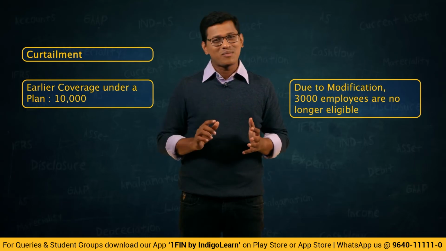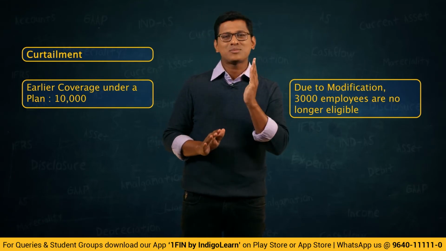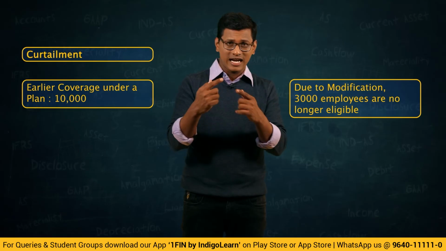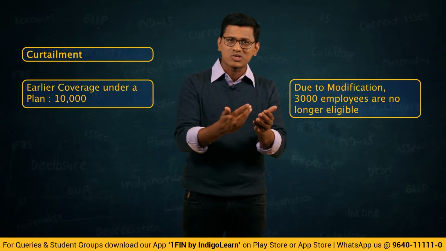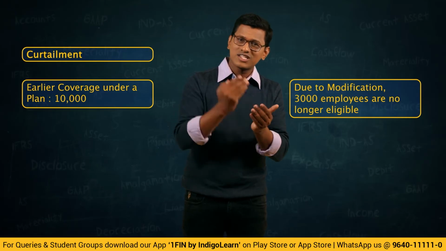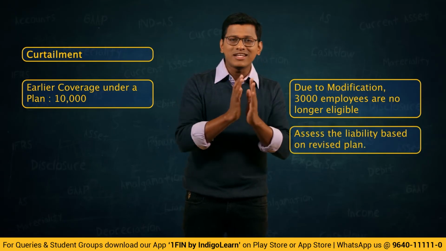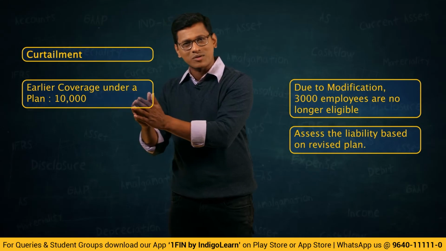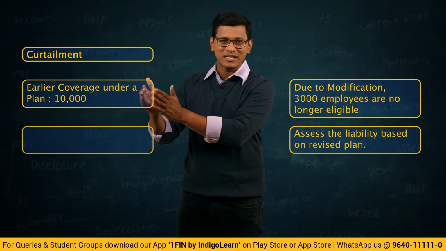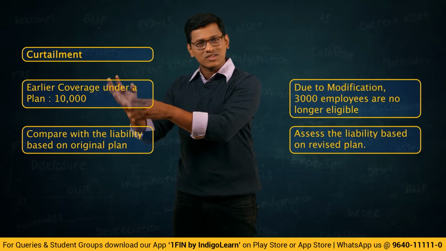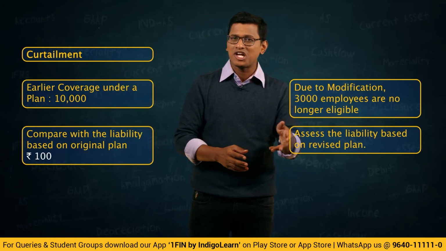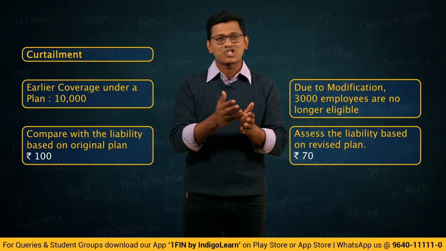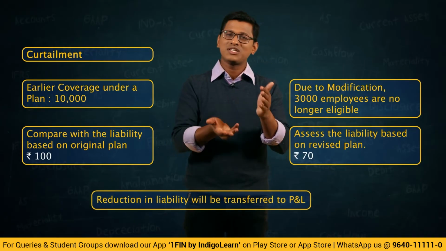Whenever there is curtailment, simple process: go to the end of that particular accounting period. Assess independently based on the revised plan. After curtailment, you have a revised plan, or a revised proposal or revised policy, whatever. Based on the revised policy, assess the liability or obligation. Then at the beginning of that period, or basically the end of the last accounting period, what was the obligation on account of that plan? Say last year ending the obligation was 100. Now based on the curtailment, you realize the obligation is going to be only 70. Then that 30, whatever is the reduction in the obligation, you are going to transfer to P&L. Basically it is going to be credited to P&L.